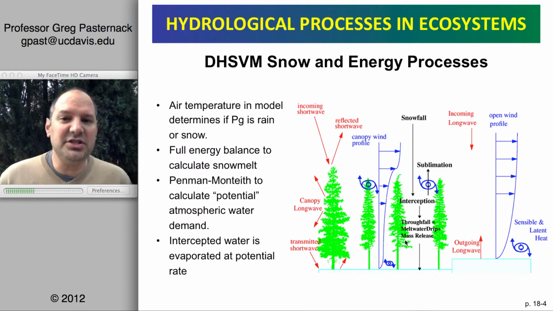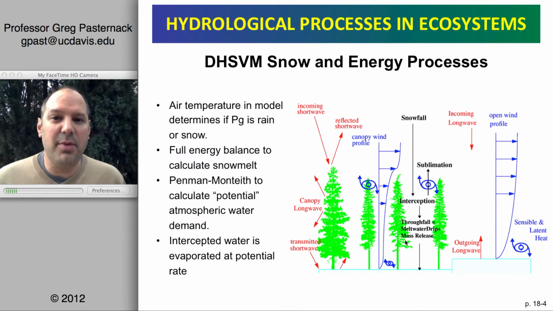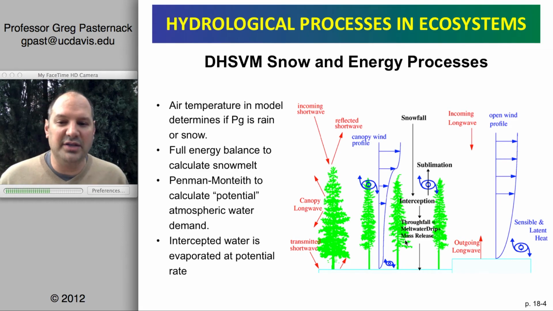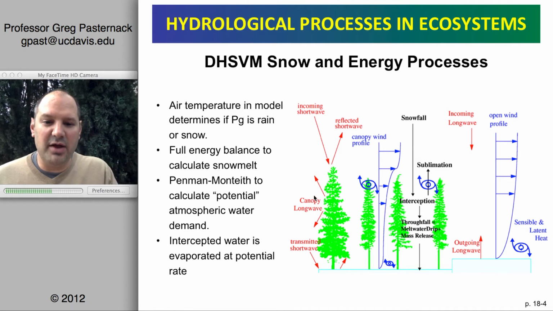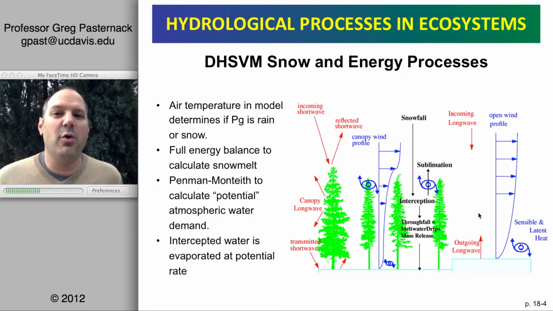Okay, so in addition to that, there is a snow component and an energy model. What happens here is that you look at the air temperature. If the air temperature is below freezing, the assumption is the precipitation is falling as snow. Otherwise, it would be rain. There's a full energy balance, and all the terms in red here are energy balance. You've seen those before. If not, go back to podcasts like 2 or 3 or something, and you can review that.